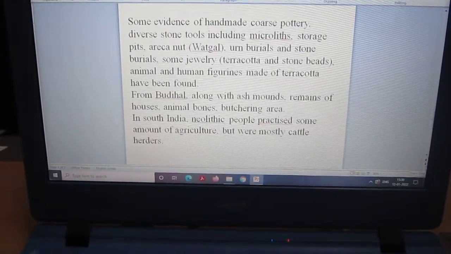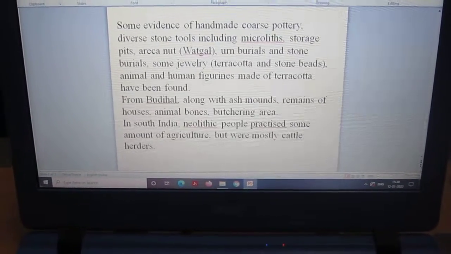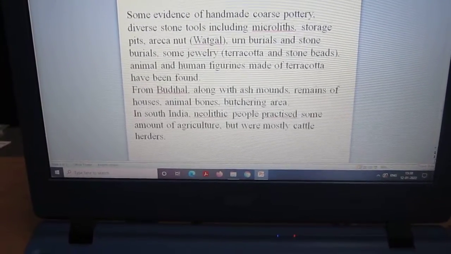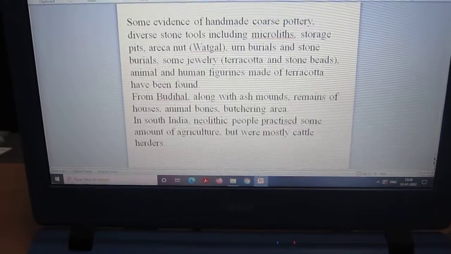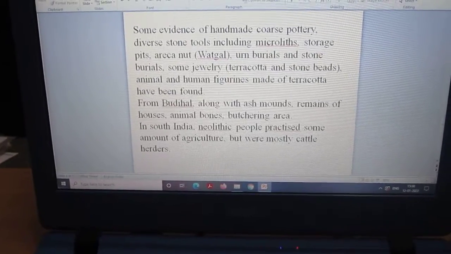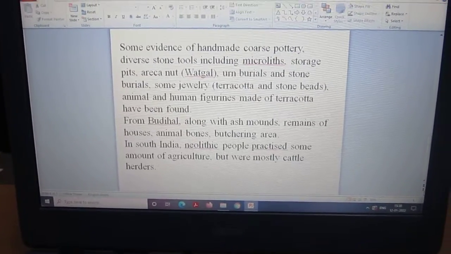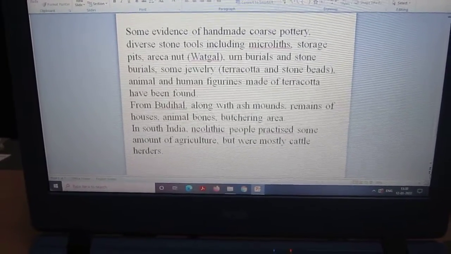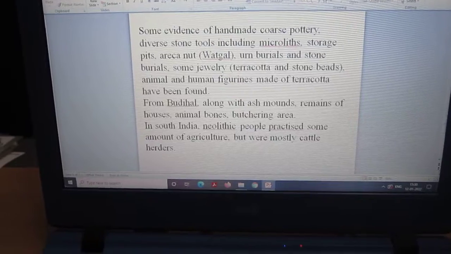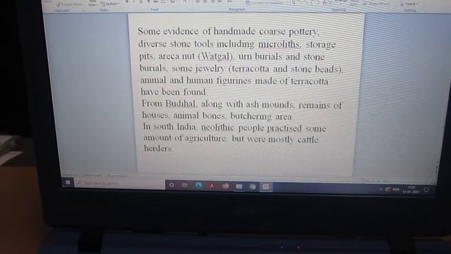Besides, there are other sites in southern India. From Wadgal, we find evidence of the use of microliths, and there are also some storage pits. Carbonized ragi has been found. There were urn burials and stone burials, and some jewelry made of terracotta and stone beads. Animal and human figurines made of terracotta have been found. So the findings from Wadgal indicate that people were mostly dependent on animal husbandry rather than agriculture. In fact, from all the different sites in southern India, it seems that rather than agriculture, animal husbandry was an important occupation for people.